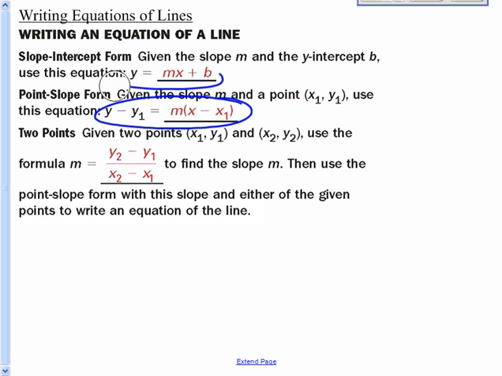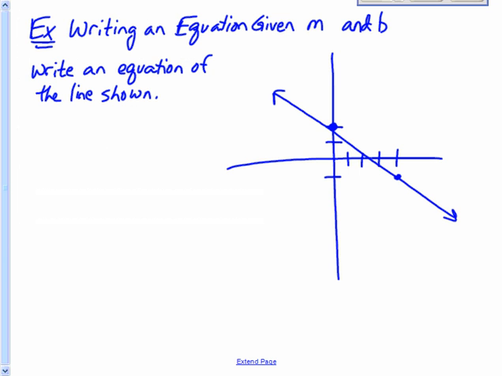The slope-intercept form, of course, is useful if you have an m and a b, a slope and a y-intercept. Point-slope form is very nice if you have a point and a slope, as you can imagine by the name. And finally, if you have 2 points, you're going to use the slope formula and then use point-slope form. Okay, so let's go ahead and run some examples using that.